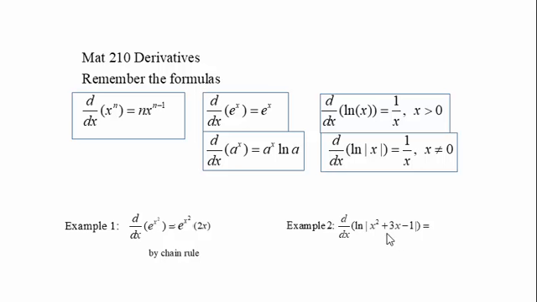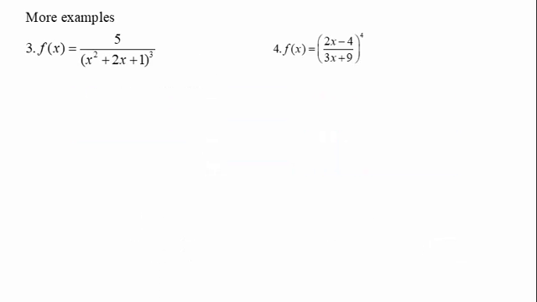Second example, natural log. I'm using one expression which is not exactly x, so it's 1 over that expression, and then take the derivative of the expression again. So you are done by the chain rule. Let me give you two more examples.